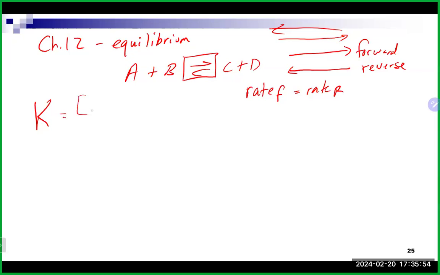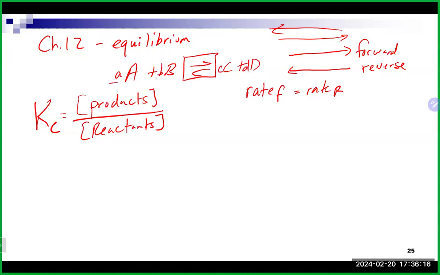K is a lot of times really just the products over the reactants. A lot of times we will calculate the concentration of our products over the concentration of our reactants, and that's what's sometimes referred to as Kc, for concentration. When we write that, we take into account the coefficients in the balanced equation, and they become the exponents. So in this example here, we take C to the c, D to the d, divided by A to the a and B to the b.